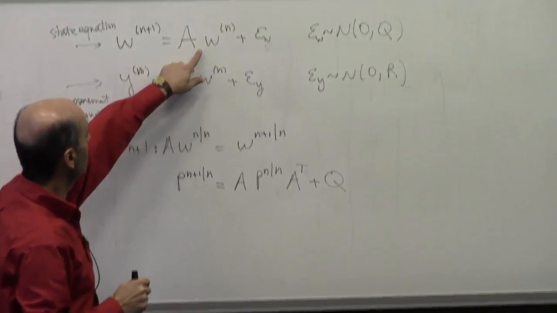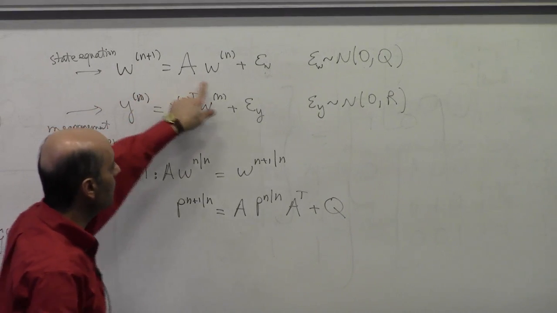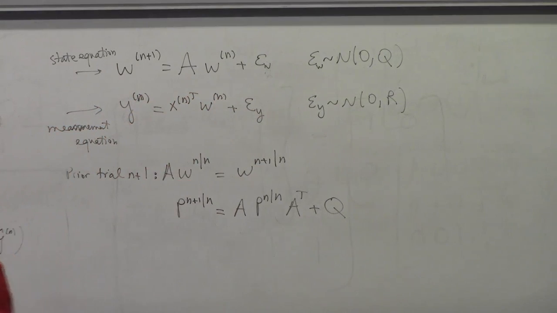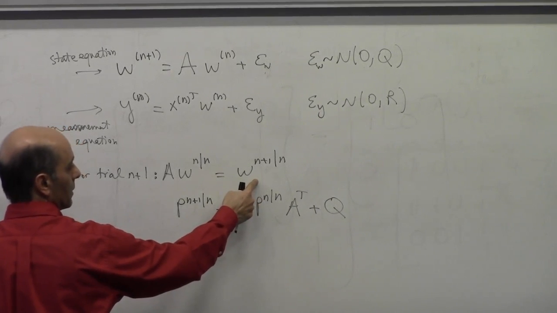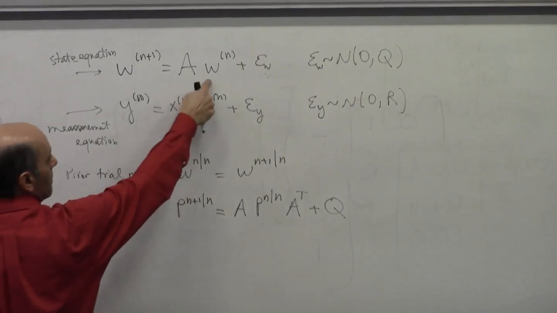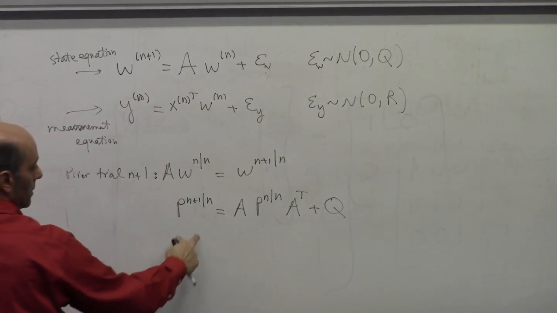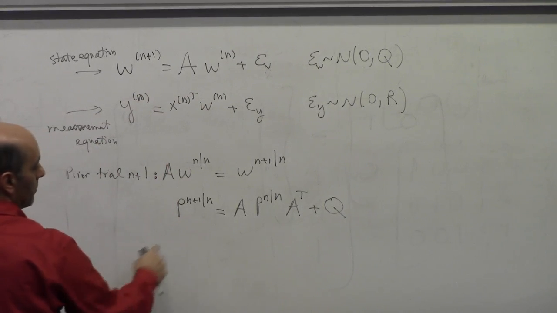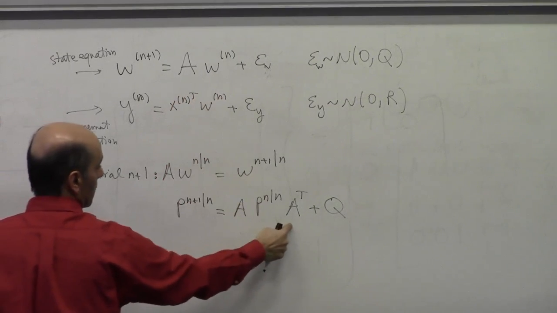It says on the next trial, your W is going to be related to this W by this matrix A, but there's going to be some uncertainty in it as well. We're going to call that epsilon W. And so in order for me now to compute my posterior on the next trial, my prior in the next trial, W of N plus 1 given N, what I do is I take W of N given N multiplied by A to get this. This is the mean of my prior. This is the variance of my prior. P of N plus 1 given N is A times variance of this plus Q.